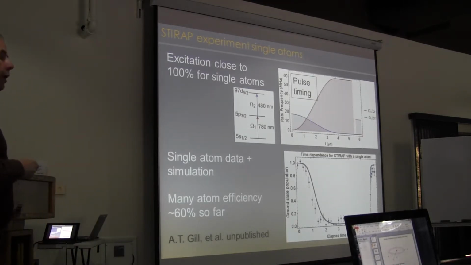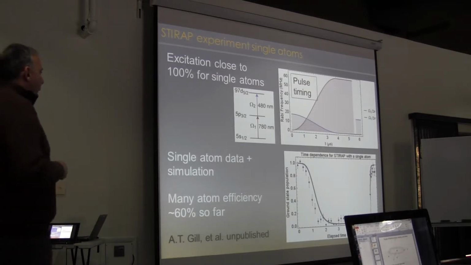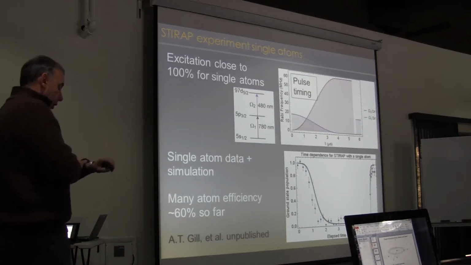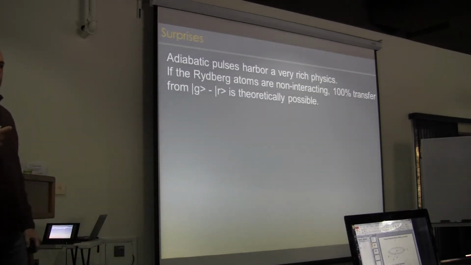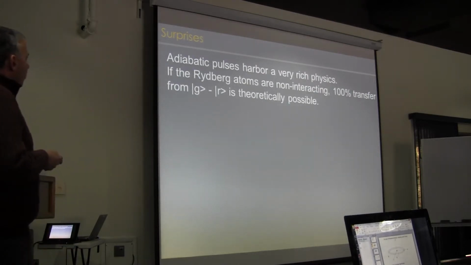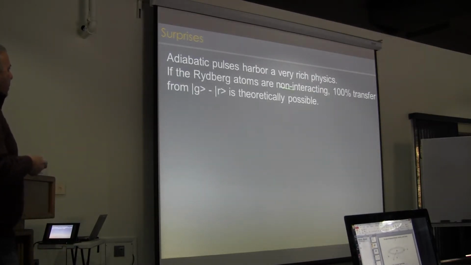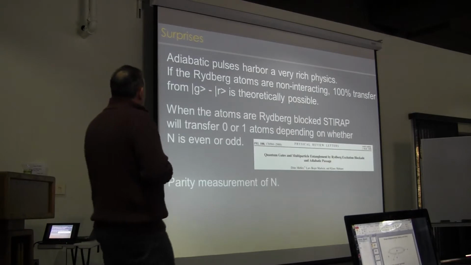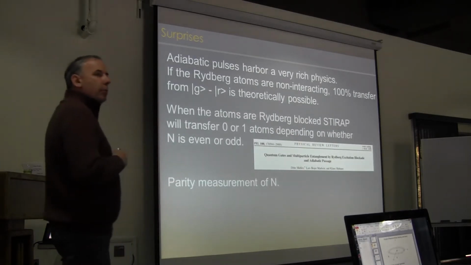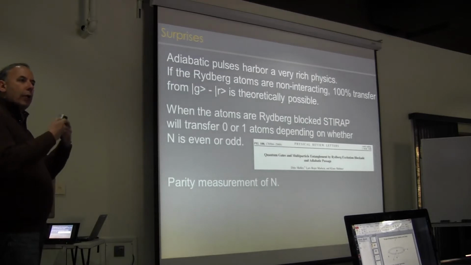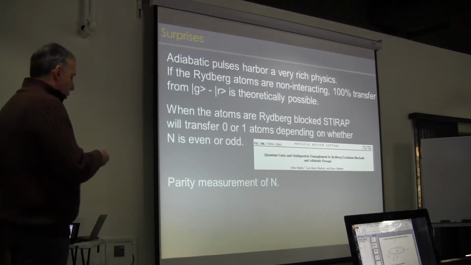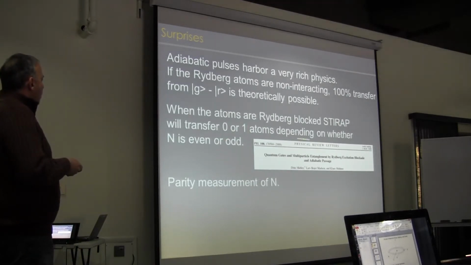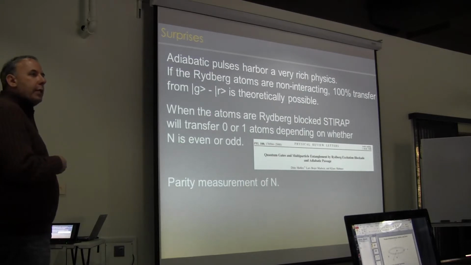So that looks interesting for exciting many atom samples without having previous knowledge of the number of atoms. However, there are some surprises. These adiabatic pulses have very rich physics. If the Rydberg atoms are non-interacting, 100% transfer from ground state to Rydberg state is theoretically possible. When the atoms are Rydberg blockaded, that is, strongly interacting, we can only excite one Rydberg atom at a time. It turns out that stirrup will transfer 0 or 1 atom depending on whether the number of atoms we start with is even or odd.